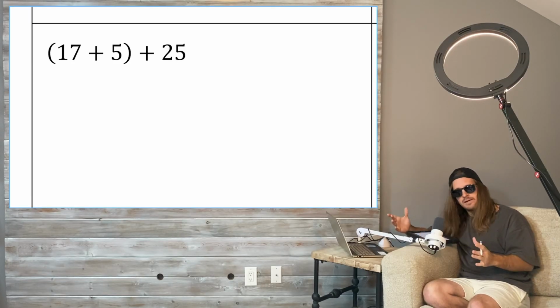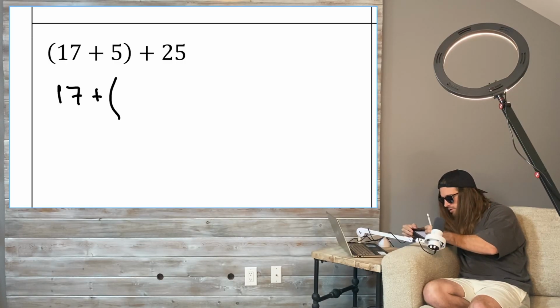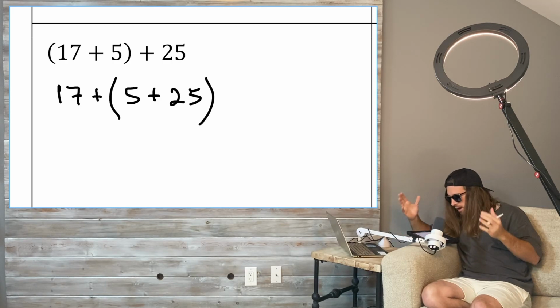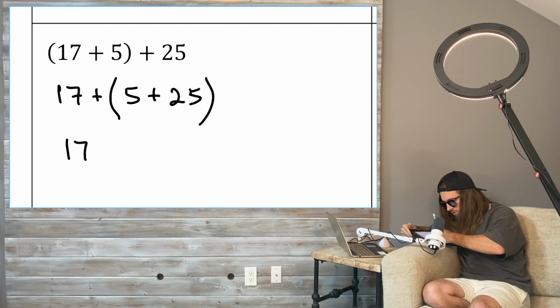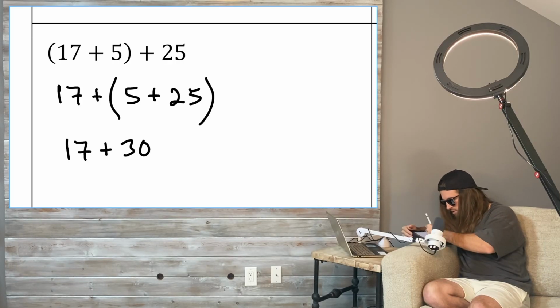Again, I know 17 plus 5 is not that big of a deal, but if that's got you stumped, you could go ahead and do 5 plus 25 first. And I like my 5s, right? Counting by 5s generally is a little bit easier. This is 30, and then 17 plus 30 is 47.